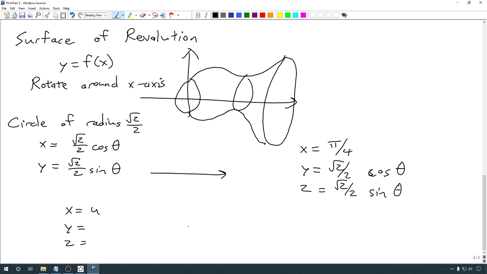Y and z, well, where do we get the square root 2 over 2? Well, that's what we got by plugging pi over 4 into the function. So we're getting the radius here out in front by just plugging in u into f. And then we could either keep using theta, or if we want to use u and v, we could change that to a v. This is a parameterization for a surface of revolution. And it's actually a pretty robust one. It works very, very nicely.